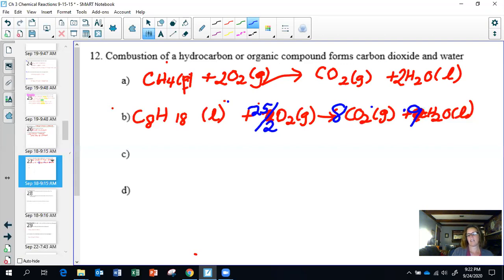Now that is not a traditional equation that we would write. You do not want to have fractional coefficients for your balanced chemical equation, which means you double the coefficient of each component in the equation. So we're going to have 2 octane, 25 O2, 16 CO2, and 18 H2O.